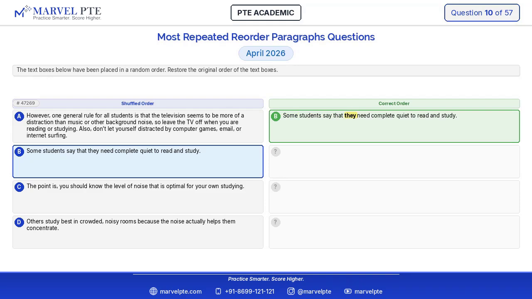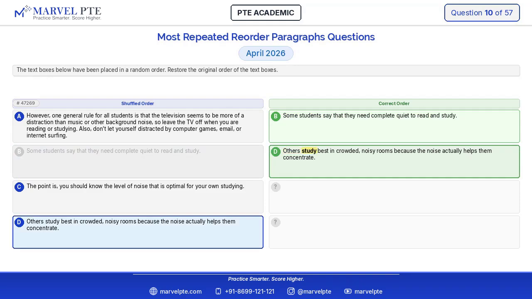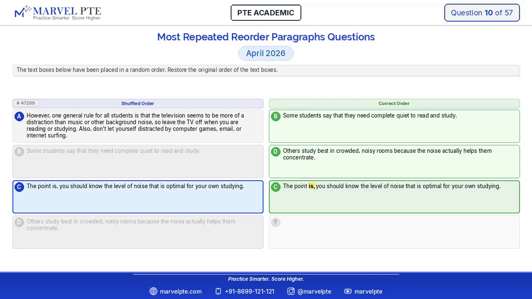Some students say that they need complete quiet to read and study. Others study best in crowded, noisy rooms because the noise actually helps them concentrate. The point is, you should know the level of noise that is optimal for your own studying.